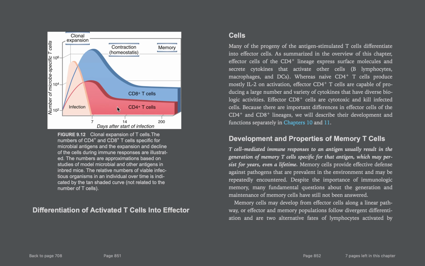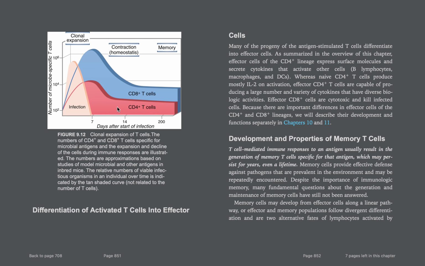Development and properties of memory T cells. T cell-mediated immune responses to an antigen usually result in the generation of memory T cells specific for the antigen, which may persist for years and even a lifetime. Memory cells provide effective defense against pathogens that are prevalent in the environment and may be repeatedly encountered.